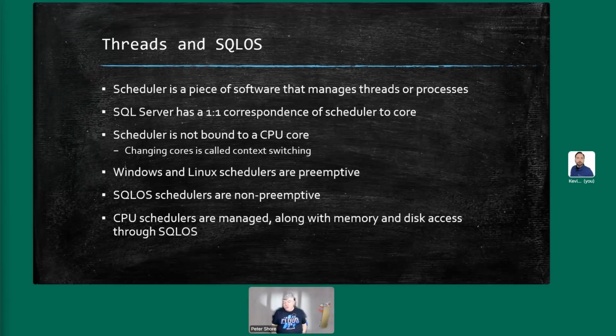When it comes to thread switching in and out, Windows and Linux schedulers are preemptive, so something can interrupt them. SQL OS, for those of you who are not aware, is an operating system within SQL Server, and it is non-preemptive from a thread perspective. So there have to be parameters around the way threads stop. They're not interrupted. Within SQL Server, the schedulers, along with memory and disk access, are managed through SQL OS. SQL OS then asks Windows or Linux for what it needs. I like to joke that SQL OS constructs an appropriate lie to Windows and Linux to get what it wants.